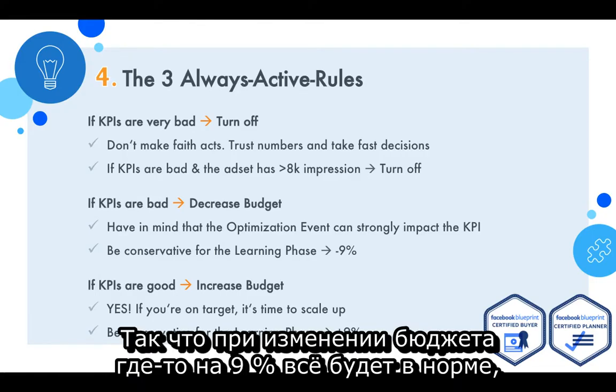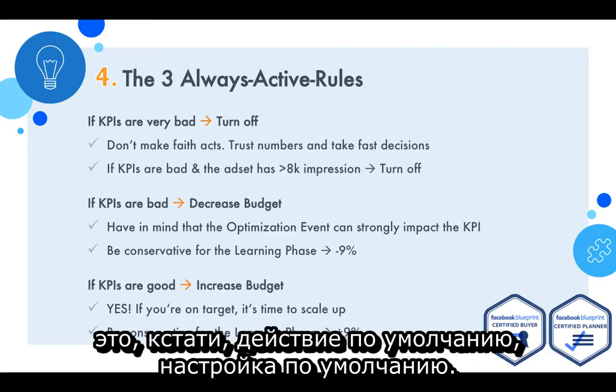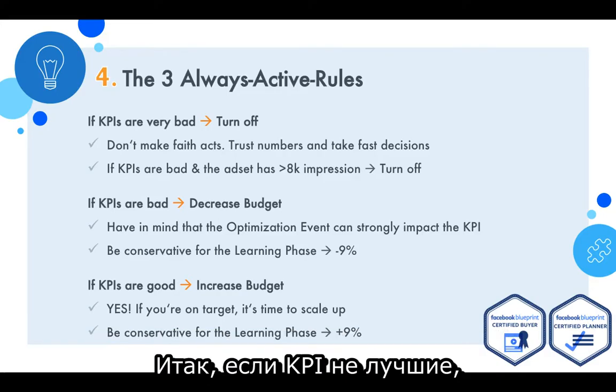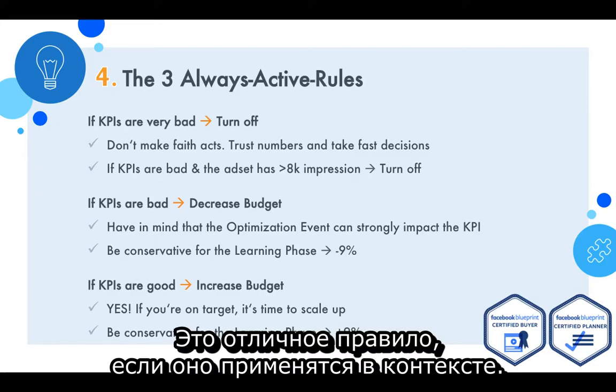So with a budget change of around 9%, you'll be very fine, and you can set up that it does this 2 times per day, which is actually the default setting. So if the KPIs are bad, you could say, please decrease the budget by 9% and do this twice per day. So this is a very good rule to have in place.